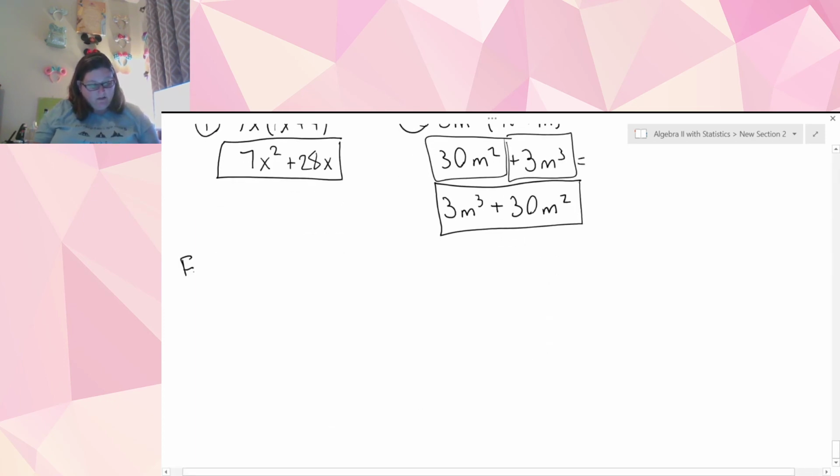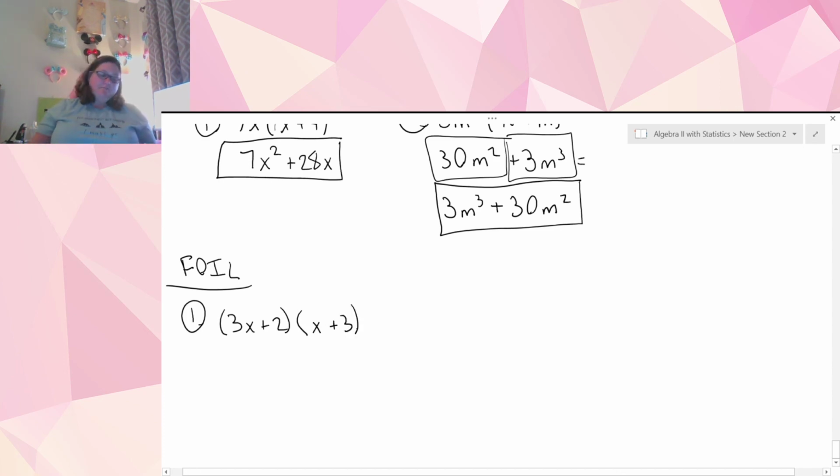So the next thing we're going to talk about is FOIL. FOIL stands for first, outside, inside, last. We are going to use FOIL when we have two binomials being multiplied together. Binomials are polynomials with two terms. So like this problem here, 3x plus 2 times x plus 3. We're going to use FOIL on a problem like this.